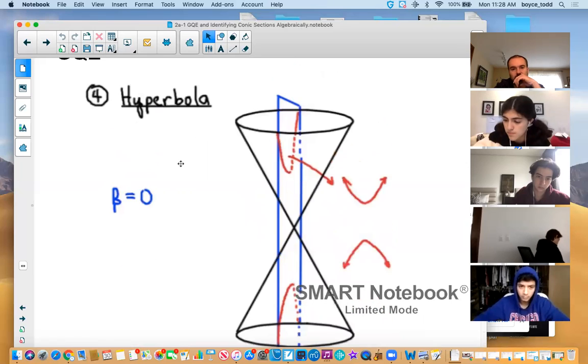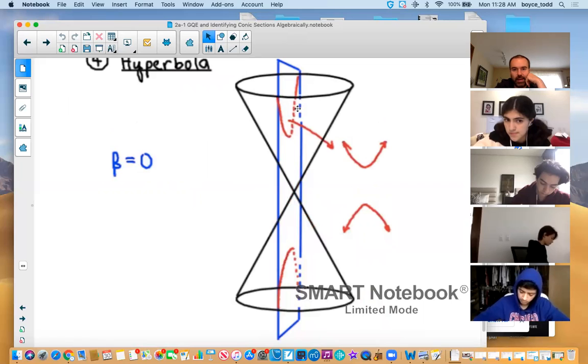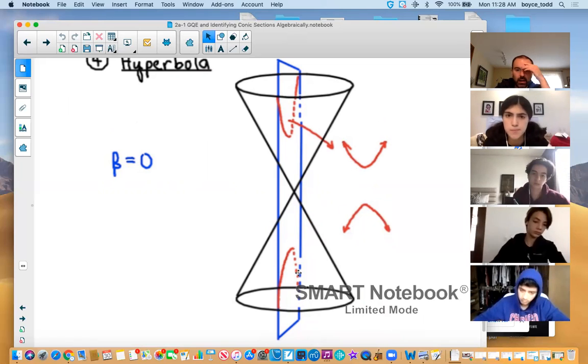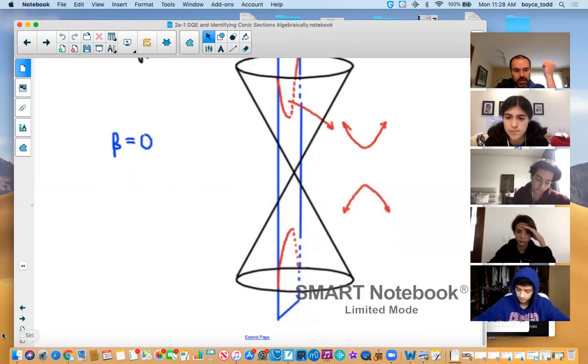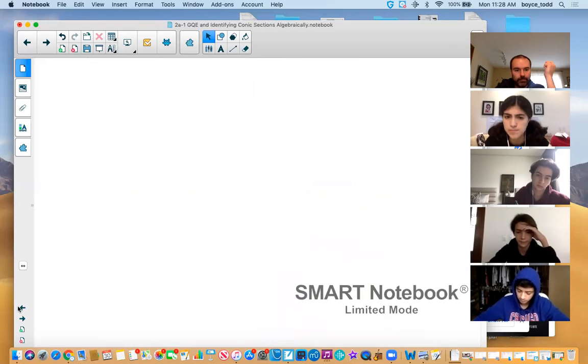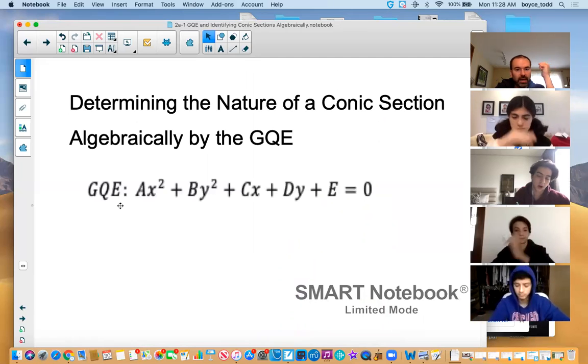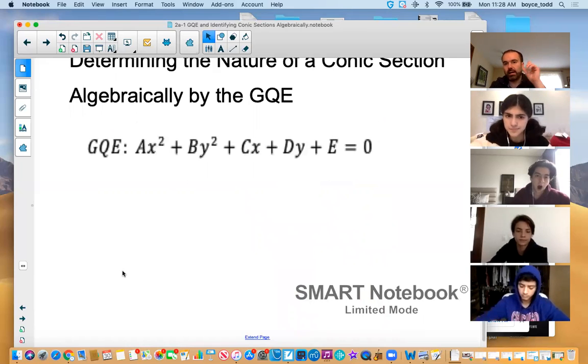So the last one is hyperbola. All right, so that's if you cut straight down, right? You create this shape where you have these opposing parabolas that form what we would call a hyperbola. Okay, so those are the 4 shapes. And then let's look at how we find what they are algebraically.